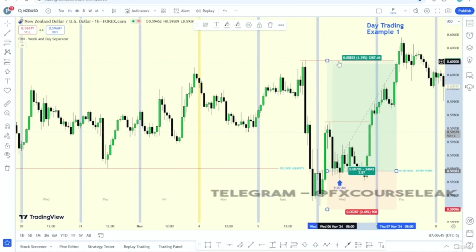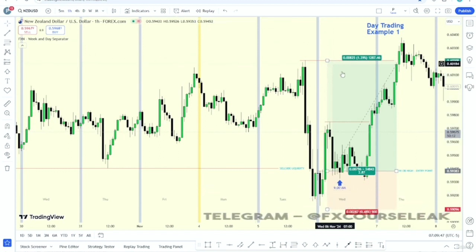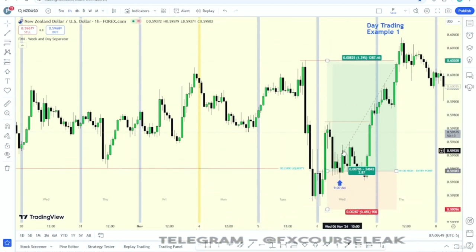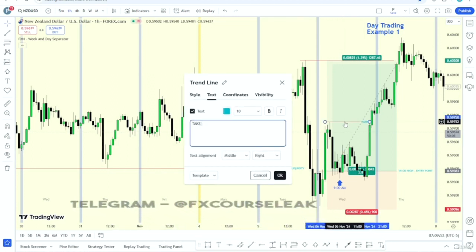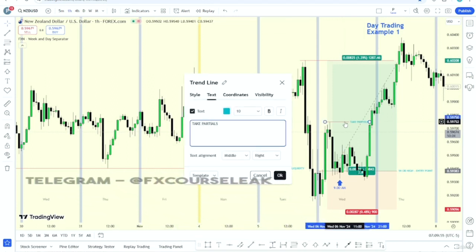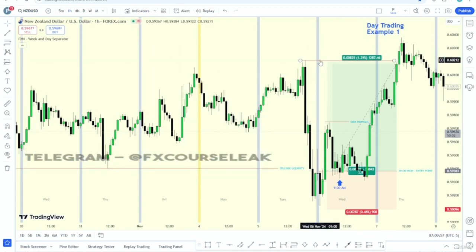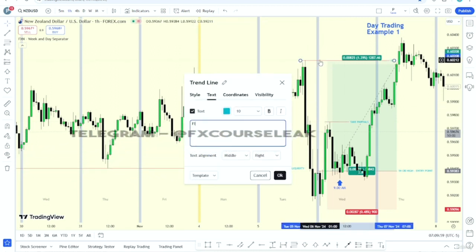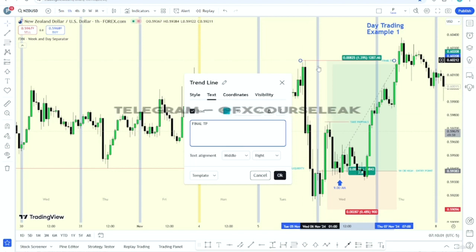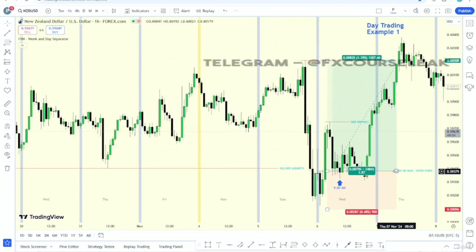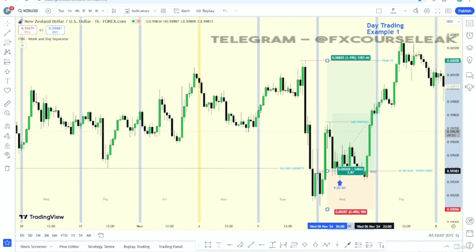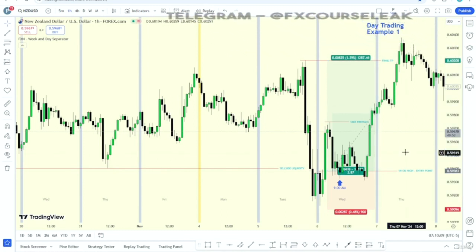Ideally, the final take profit should be here, which is about 2.87R. Right here you take partials, and then this is the final take profit. So that is the idea behind that order block setup.